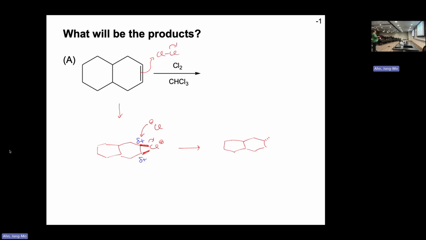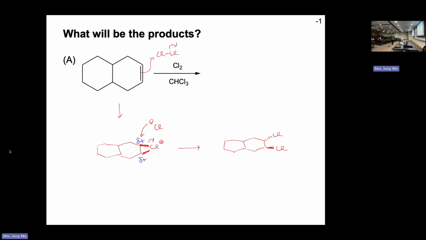So the halide, which is a chloride, attacks this one from the opposite side, right? The chloronium ion I put on the top side, so the chloride attacks from the bottom side, and that makes the two chlorides added to the double bond, but they have to be trans.